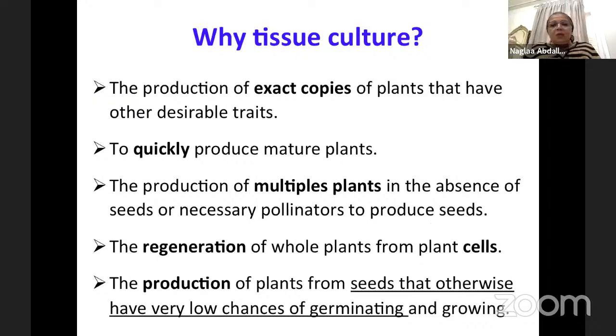So why do we need to do tissue culture? If we want exact copies of a plant, we have to use tissue culture. Sometimes we don't have enough plants to propagate in the field, so we need to propagate in vitro. In vitro tissue culture is very quick compared to cultivation in the fields. From one plant we can have multiple copies, so we can regenerate from one cell to a whole plant. We can also use it for production without going through seeds.